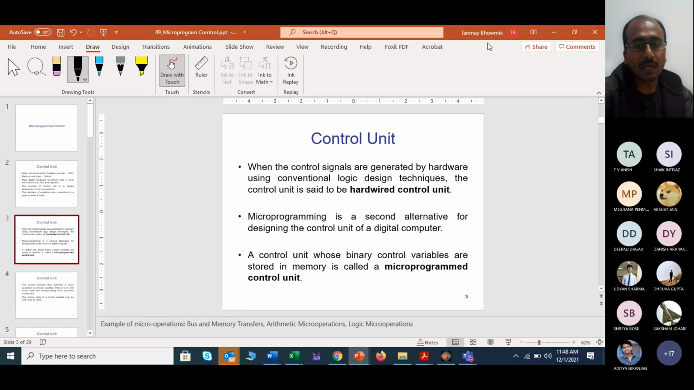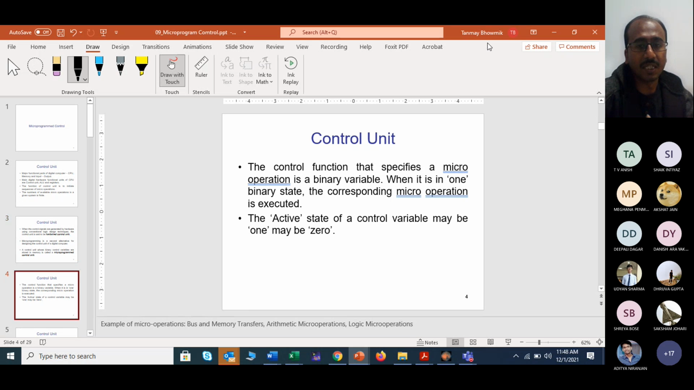So when you move further, how will you keep this control unit in an active state? In general, one is an active state and zero is an inactive state. But the problem is that sometimes we use active high or active low signals. If it is active low, then zero will make it active. If it is active high, then one will make it active. So different logics can be there, right?